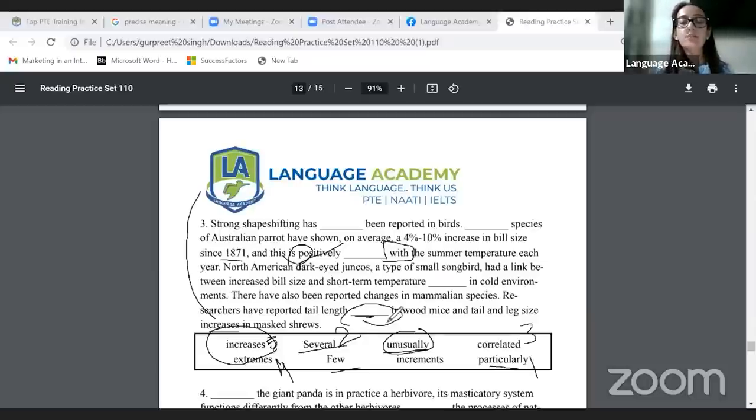Right, particularly because we don't need a negative word, there's nothing negative in the context. Similarly, several is the positive writing style. Few means you should have the information that there were not many Australian parrots. We don't have the information on how many Australian parrots there were, so we'll say several parrots.